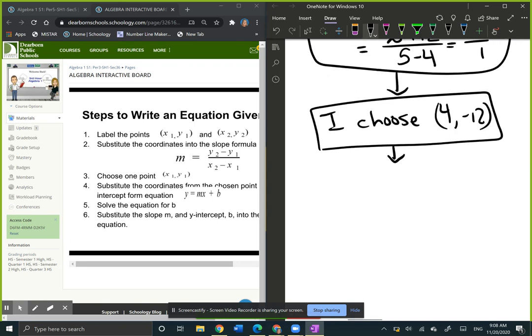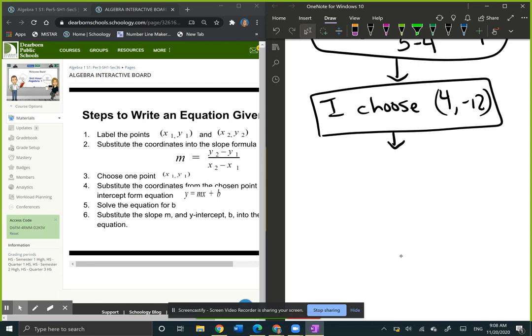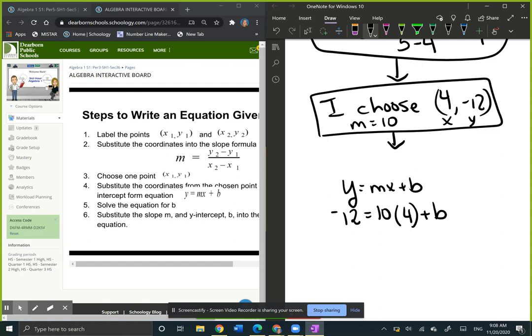All right. Substitute the coordinates from the chosen point into the equation. So let's write it: y equals mx plus b, and we're going to substitute these into the equation. So this is x and y. Oh, and then I knew my m. So m is equal to 10. So I'm going to substitute negative 12 in for y. So negative 12 is equal to, I'm going to substitute the 10 in for the m, the x is 4, plus b. Okay, so I get negative 12 is equal to 40 plus b.